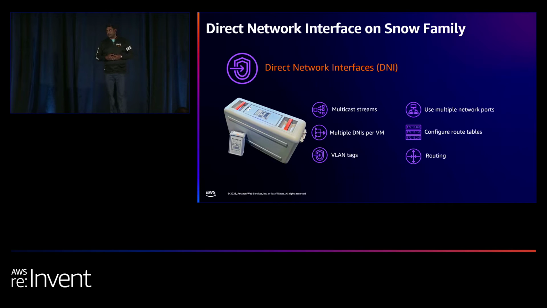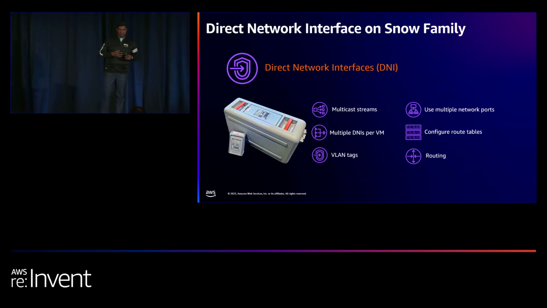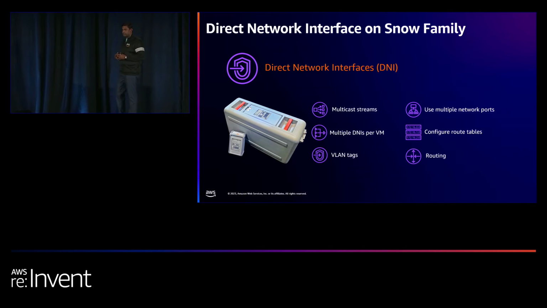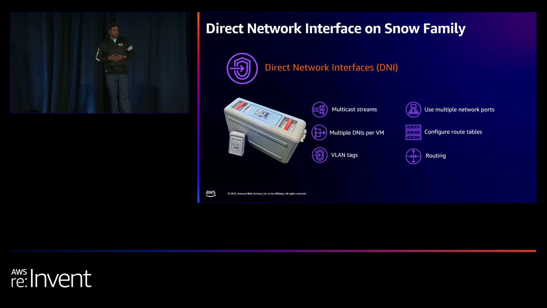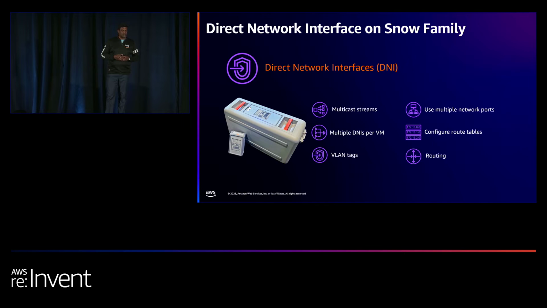DNI is used by our customers both in tactical edge as well as in telco use cases. They can use multiple DNIs per instance for their network ports and achieve very high network throughput. From a physical network perspective, Snowball Edge can support 100 gigabits per second network throughput, and we're seeing customers, especially in the telco use cases and even tactical edge, achieving many tens of gigabits per second of throughput in their actual application.